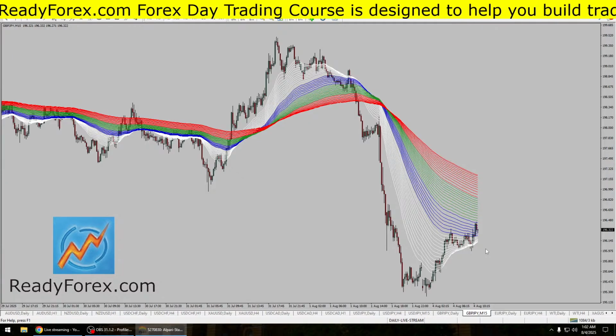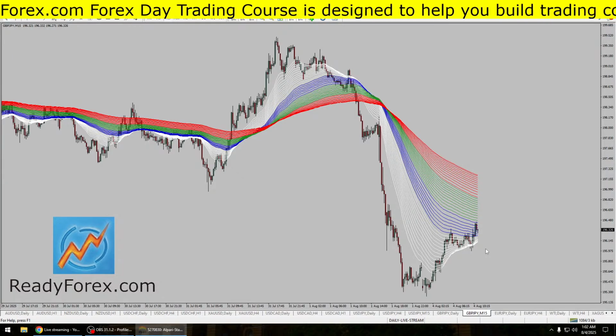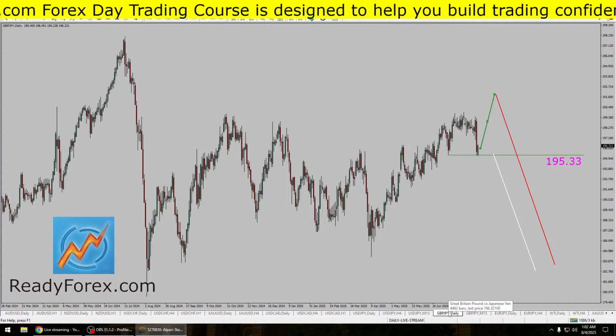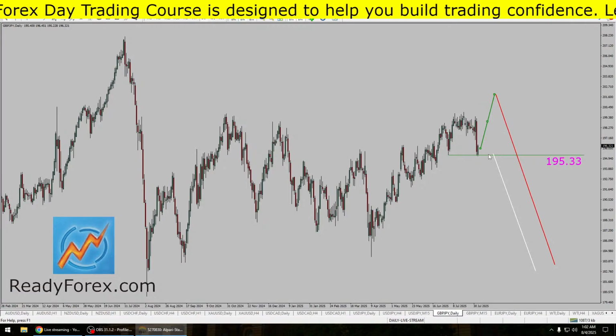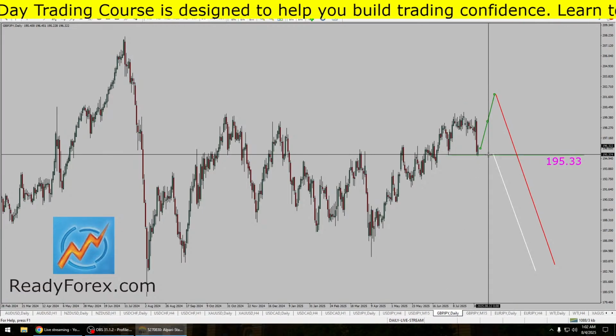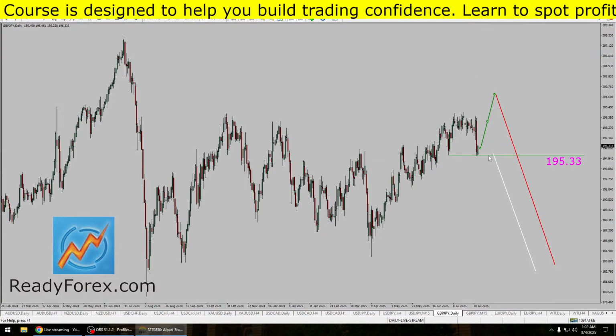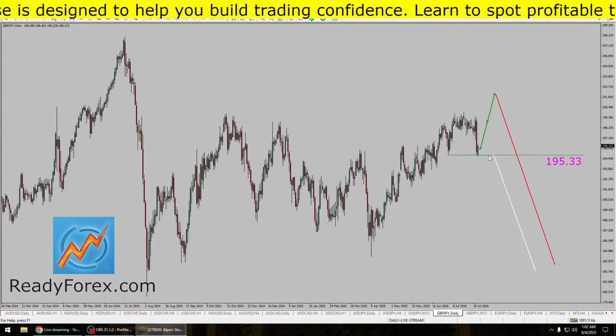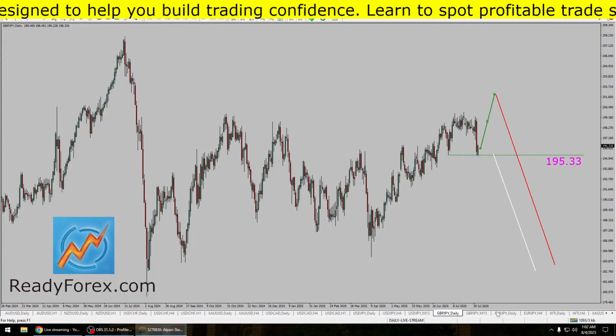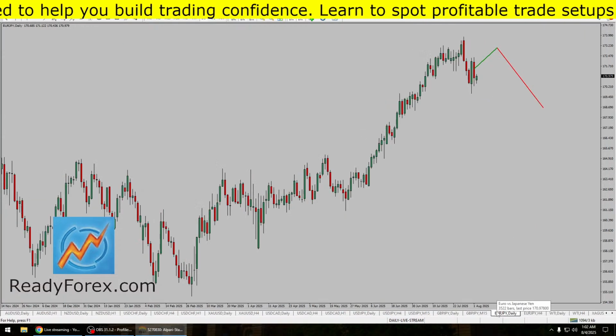Now, if we are not going to get a change in trend, then it's quite possible that maybe tomorrow GBP/JPY is going to break below the 195.33 support level. Okay. Next one is the Euro/JPY currency pair.